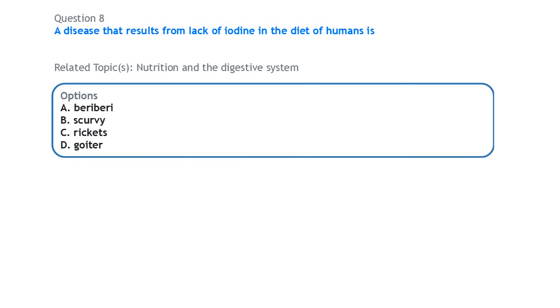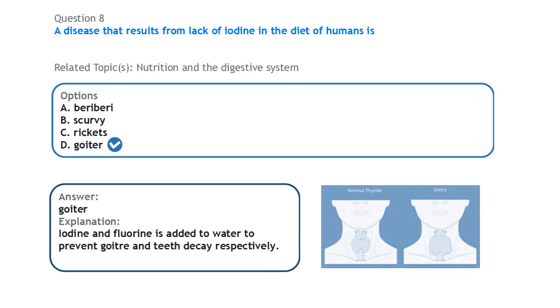A disease that results from lack of iodine in the diet of humans is goiter, which is the reason why iodine is usually added to water to prevent goiter. The goiter is a mass or a protrusion that is found around the neck, and one of the reasons for that is the lack of iodine in diet. So when you have the iodine lacking in a diet, it can lead to goiter.